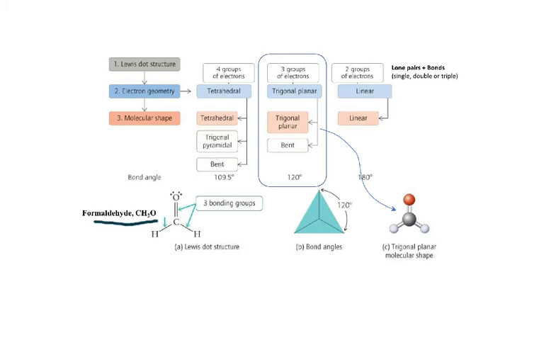Formaldehyde is our example here, where carbon has a double bond to oxygen. So that still counts as just 1 bonding group. And then there are bonds to these other 2 hydrogens. And so there's 3 total bonding groups, and they will separate out 120 degrees from each other, and we get trigonal planar. Now imagine one of these bonded atoms removed and replaced with a lone pair. And that's the next case.